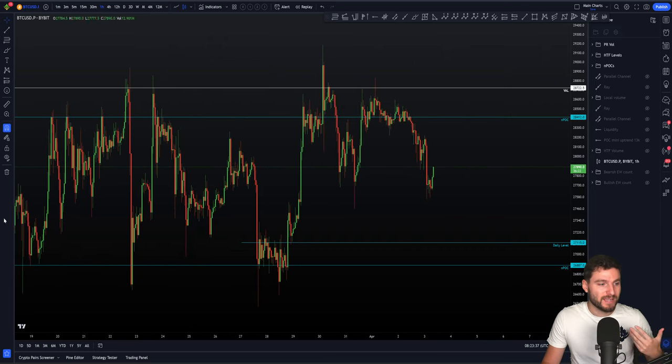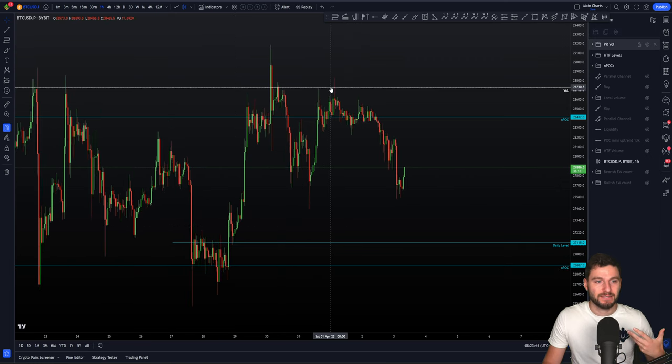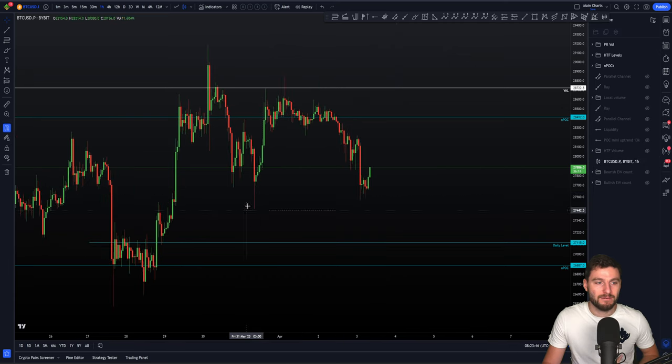I'll just remind you once again, in case you forgot: range low, range high, range low, range high, range low, range high. And here we come into the CC. Here we come back into the value area low. And here we are back down at around that CC.